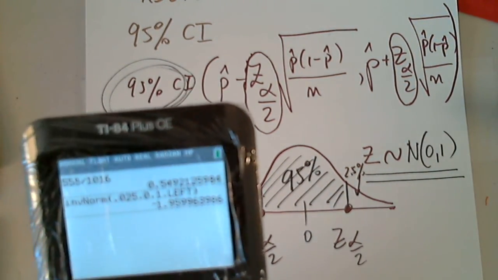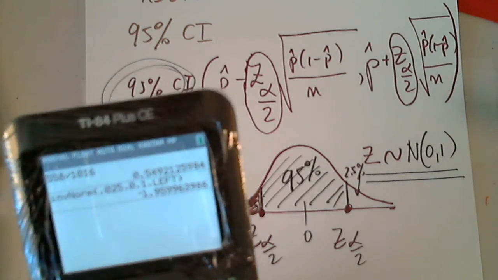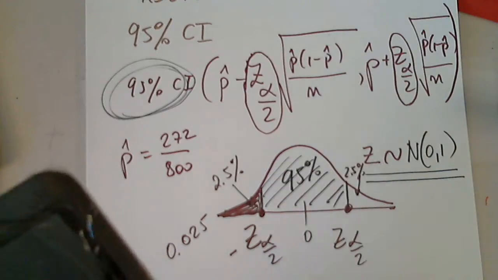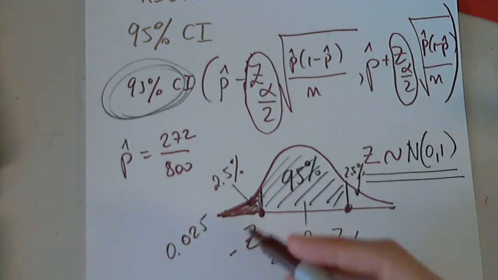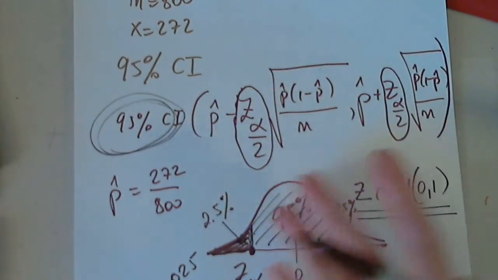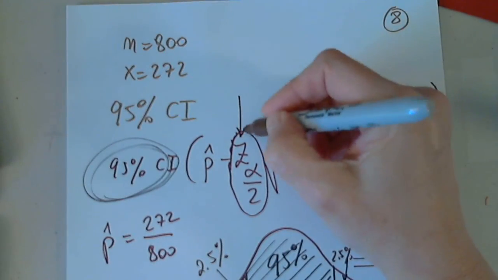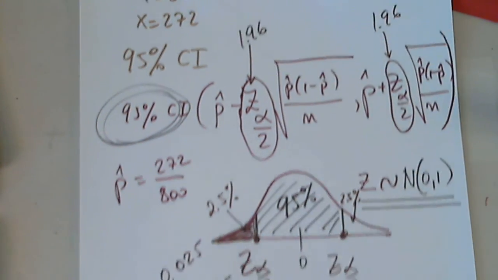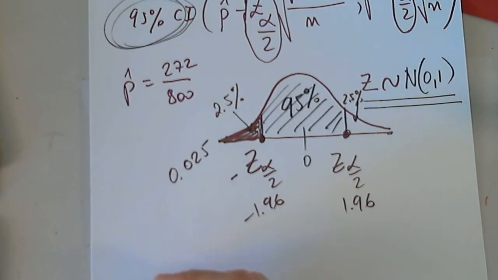Ready? And we have to memorize it. I think it's useful if we memorize it as negative 1.96. So this will be negative 1.96. Of course, this is 1.96. We don't change signs here. Both these two are 1.96 and 1.96. And I find the confidence interval now.